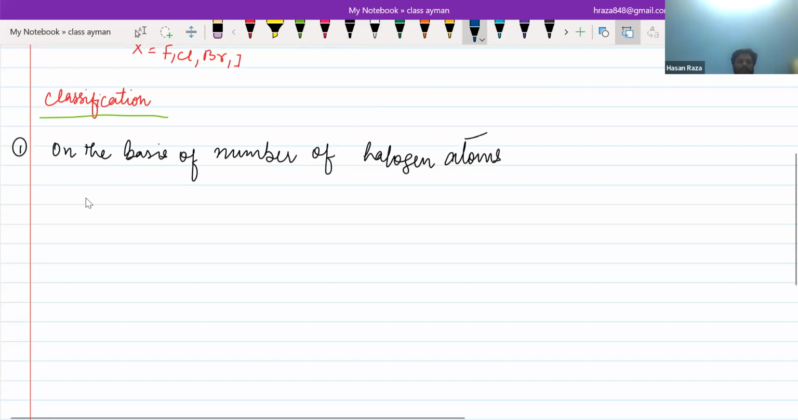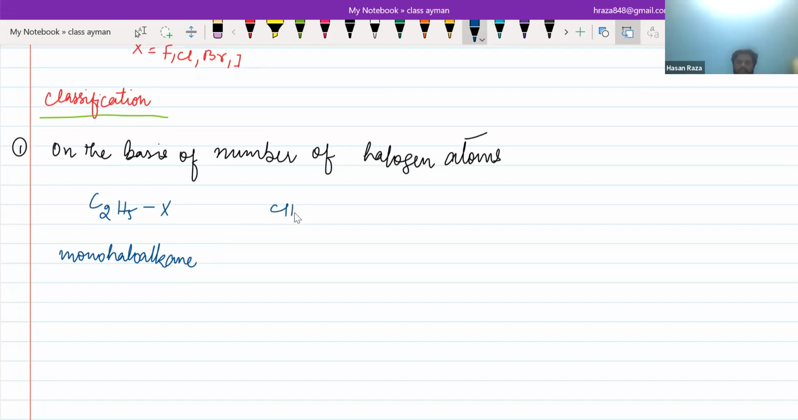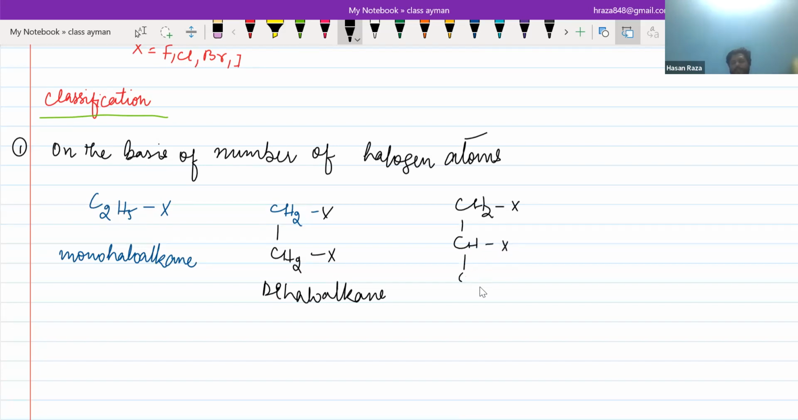Now you can see, if we have C2H5X, this is monohaloalkane. That means this haloalkane has only one halogen. The next can be dihaloalkane, like this, CH2X, CH2X. This is dihaloalkane. The next, C2, this is very easy, CHX and CH2X. This is trihaloalkane.